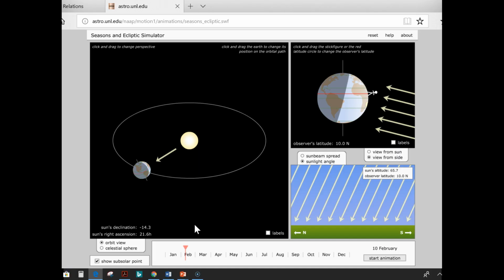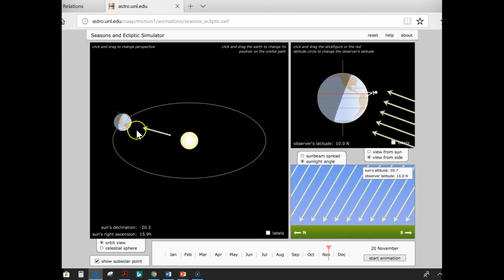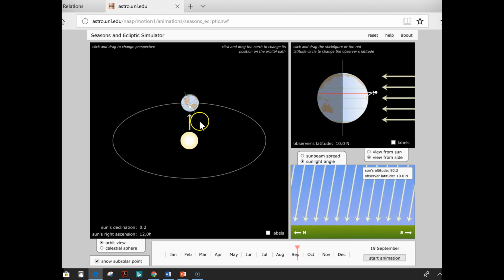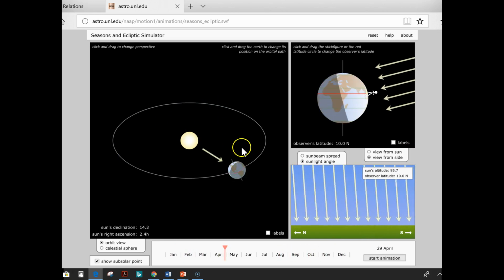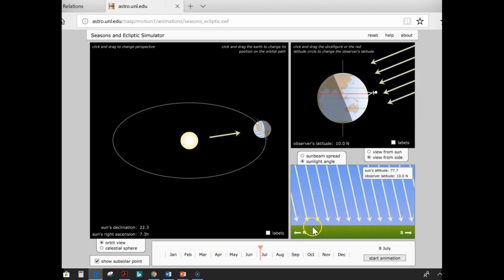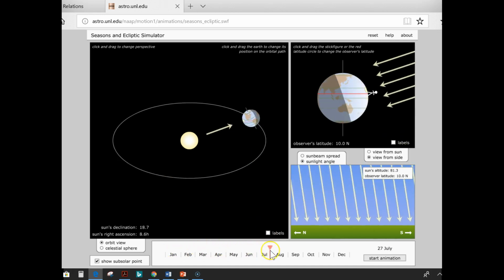Let's take a look at another simulation. This simulation also shows the Earth going around the sun. And what we can see from this is what it would look like to a person standing on the ground. This shows the direction and angle of the sun at noon on any given day as we move throughout the year.